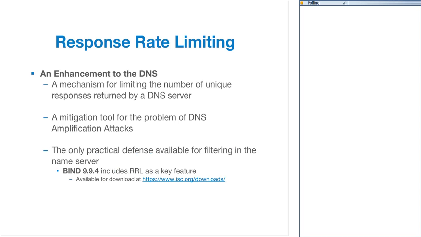So it is a mitigation tool for the problem of DNS amplification attacks, and is currently the only tool that is available for filtering within the name server itself. Tools that were available prior to RRL and are still in use are tools that typically take place either before you get to the name server, or sort of like IP filters on the server itself, but not within the name server software. RRL is included in Bind 9.9.4, which is the current release that is available on the ISC.org website for download.